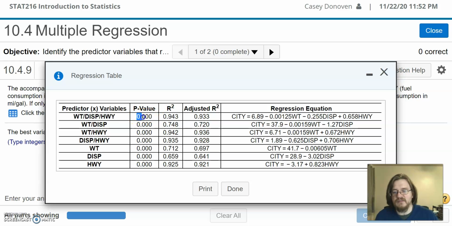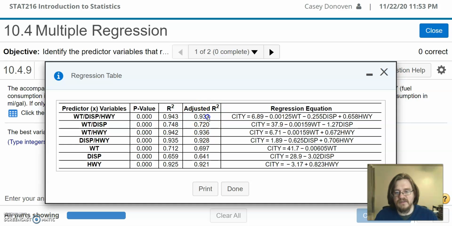And for each one, it produces a p-value. So every one of these has a very low p-value, which is good. So even if you only use the weight of the car to try to predict the city gas mileage, we still have a low p-value. We have a low p-value in each one of these, which means that these regression equations are going to be fairly accurate. And then we have the adjusted r-squared here.